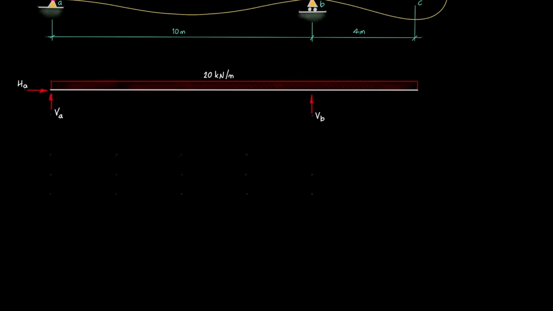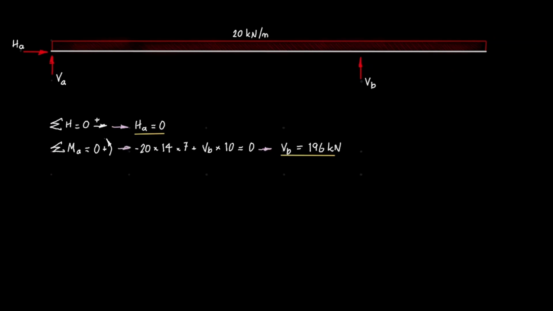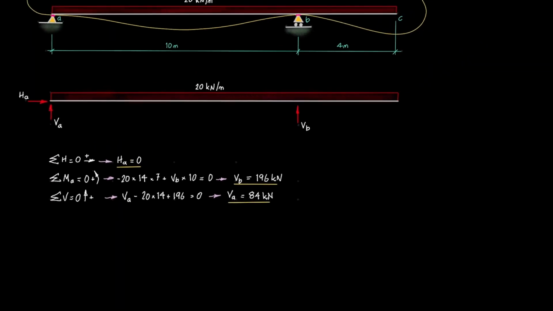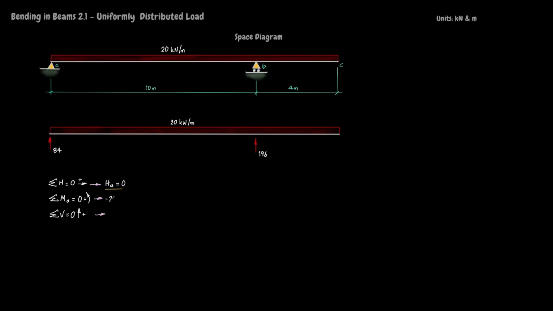Starting with horizontal equilibrium, we see that HA is the only horizontal force, and because horizontal forces must sum to 0, HA must be 0. It's not rocket science. Taking moments about A shows that VB is 196 kilonewtons, and summing vertical forces shows VA is 84 kilonewtons. Replace the unknown beam reactions on the free body with these numerical values.